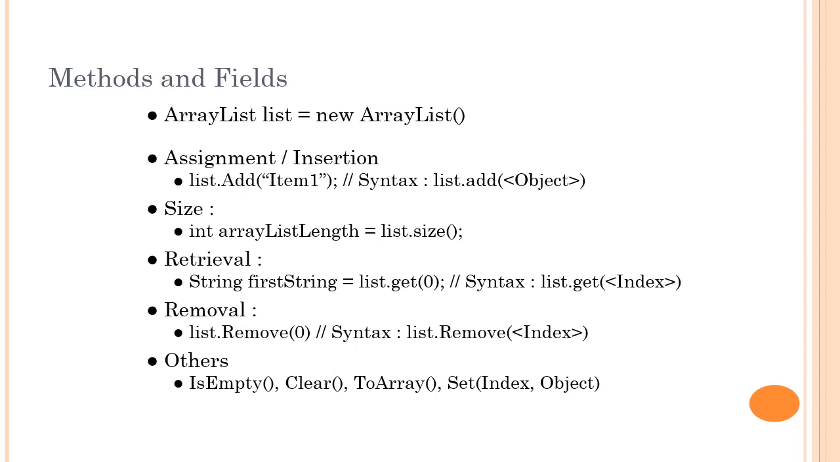In order to remove an element, you have a method called remove, and you need to give also the index of the element to be removed. We have other methods, as for example isEmpty, that returns either true or false if the array list is empty or not, clear, that deletes all the elements inside an array list, a method called toArray that converts an array list to a regular array, and we have also a method called set that takes as an argument the index and the element to be added in this index.